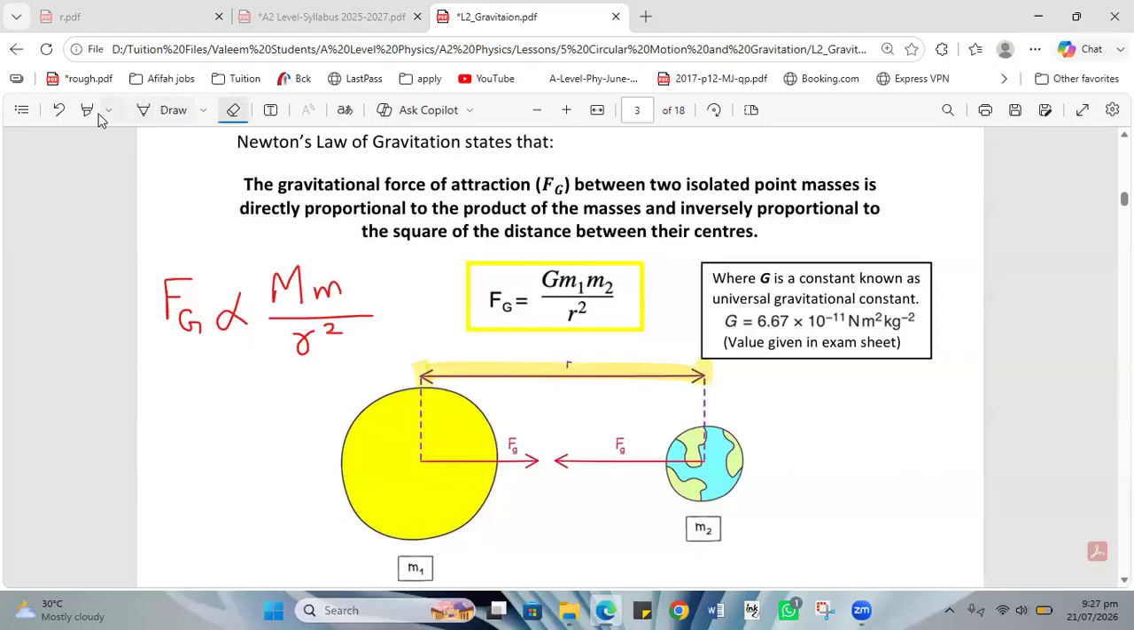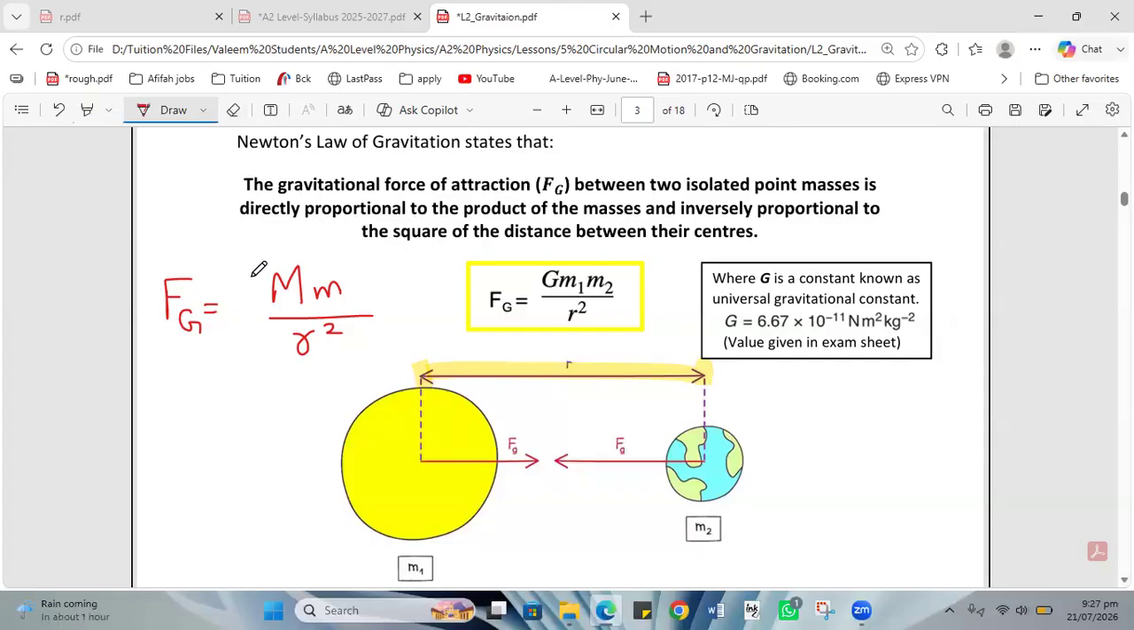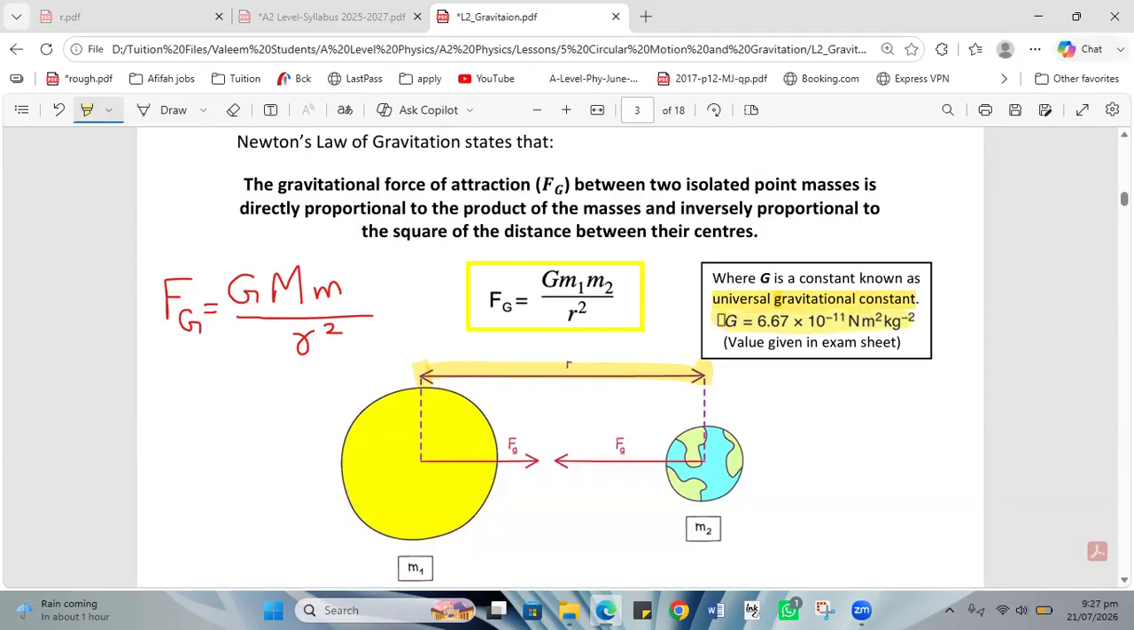Now, if you remove this proportionality sign and substitute it with an equal to sign, what happens mathematically? A constant is supposed to be added. That constant is represented as capital G, and it's called the gravitational constant, the universal gravitational constant. It has a value, this is the value, but it's fine. You don't need to remember it. It will be given to you in your exam sheet. So this is your formula, and through the formula, you got the definition.